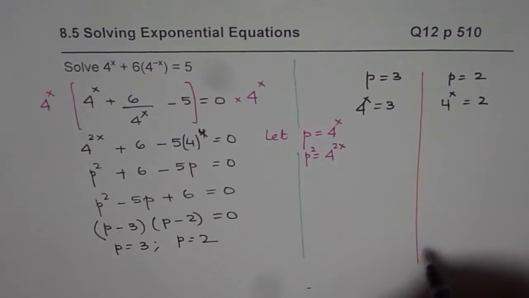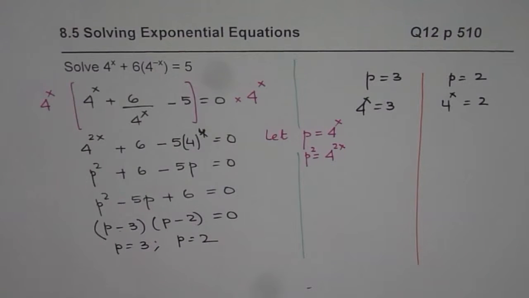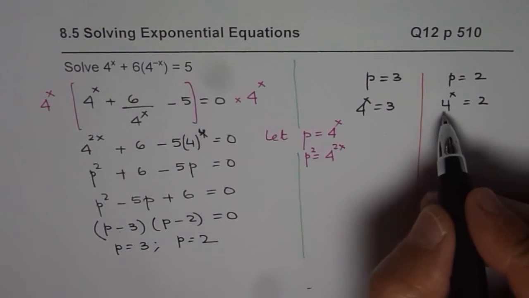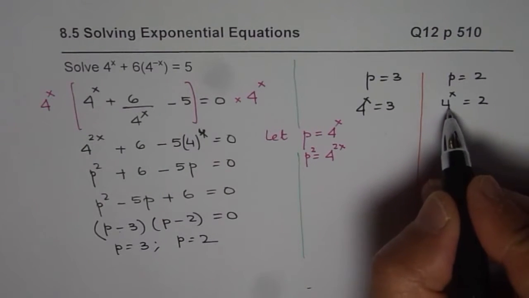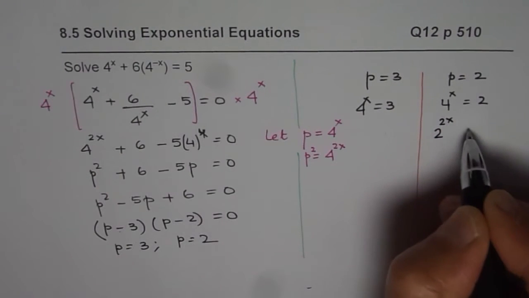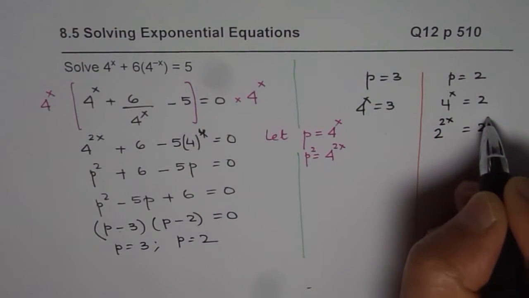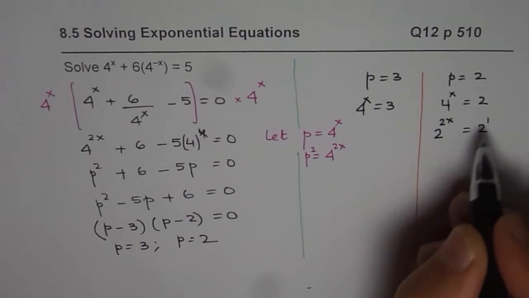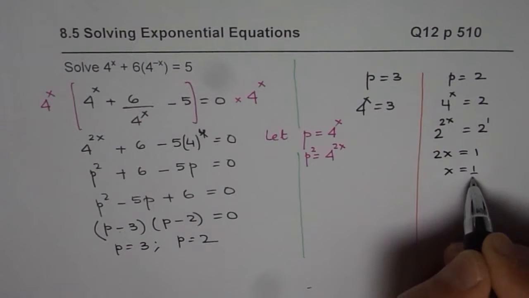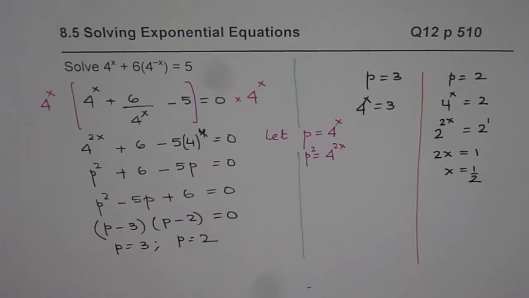Now this one is kind of simpler. We could actually use log, or we could write like this also. Let me show you the exponential way. 4 is 2 square, so we could write this as 2 to the power of 2x equals 2. Now comparing their exponents, which are 2x and 1, we can say 2x is 1 or x equals half. So that is one solution.